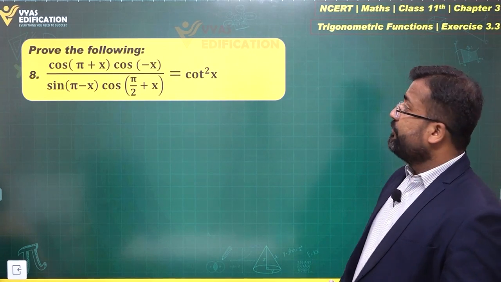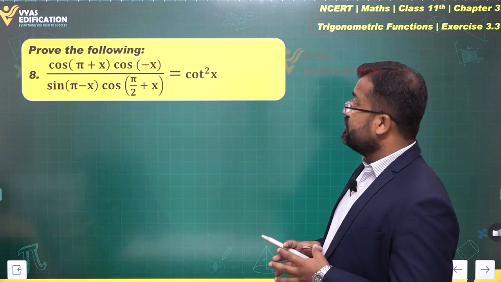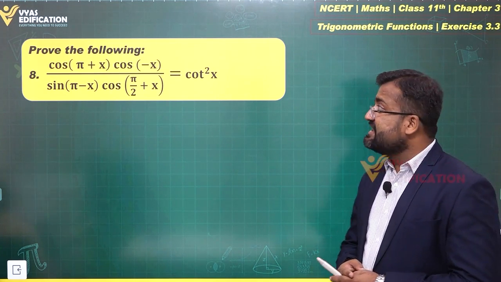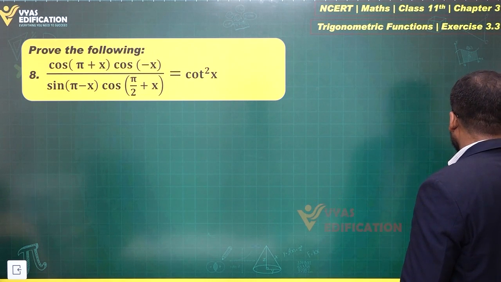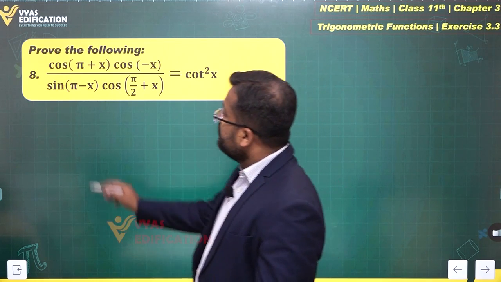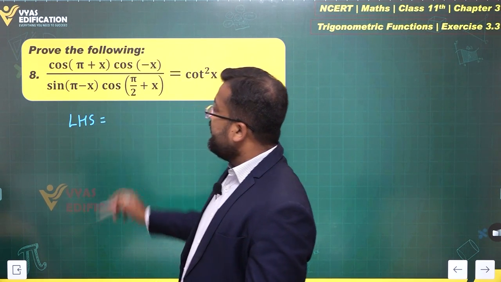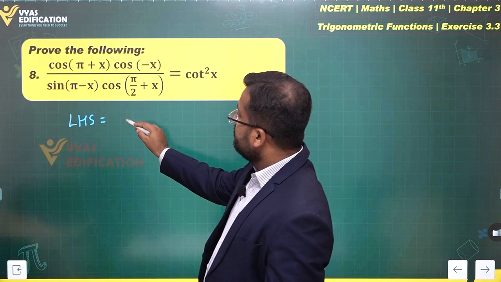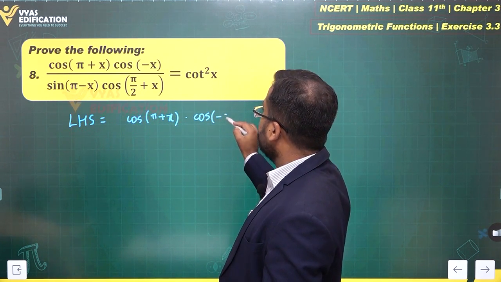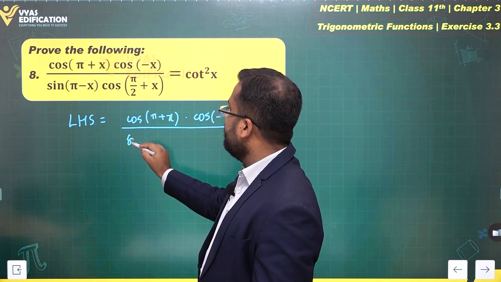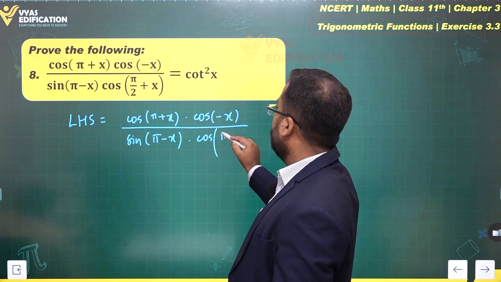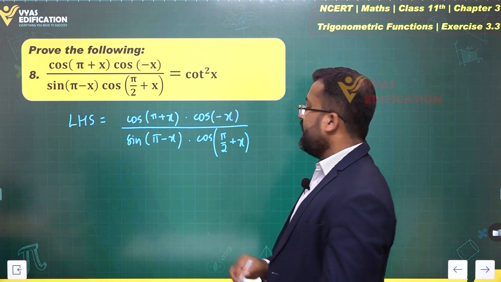Let's try and solve this question. What does the question say? Cos of pi plus x, cos of minus x, sin pi minus x, cos of pi by 2 plus x. All of those things are in the LHS, and is this equal to cot square x? Let's check this out. What do we have over here? So in the LHS, what we have are some allied angles. This is cos of pi plus x, cos of minus x, and sine of pi minus x, cos of pi by 2 plus x. This is what you have, right?